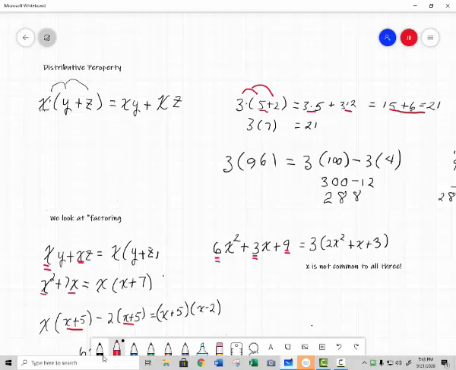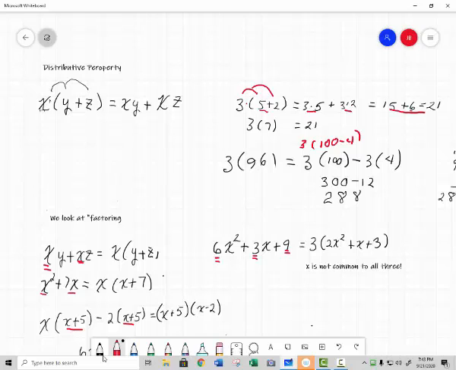Now, quite truthfully, you can use that when you're multiplying something like 3 times 96, because it works with a difference also. If I know that 100 minus 4 is 96, I can distribute 3 times 100 minus 4, and that should be 3 times 100 minus 3 times 4.